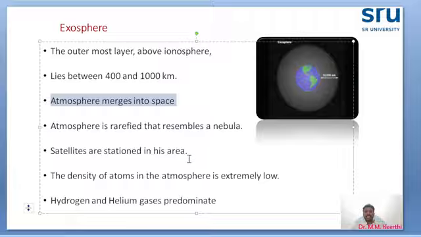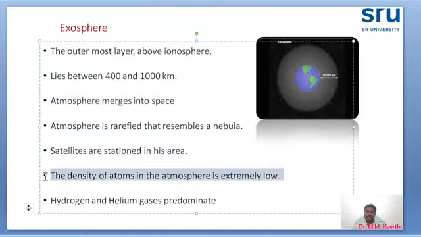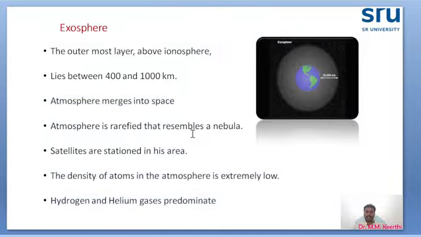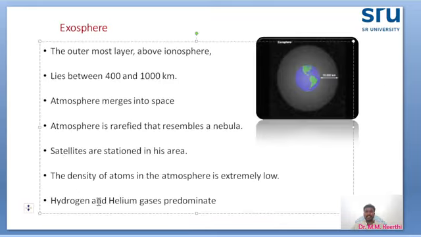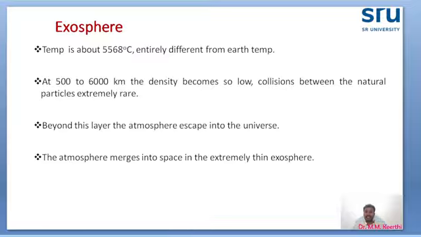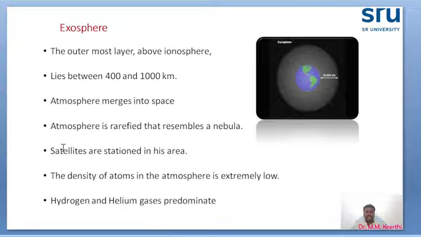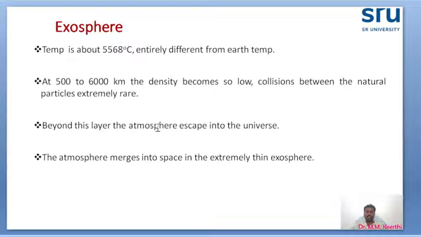And here the satellite stations are there. The density of atoms in the atmosphere is extremely low. And here the hydrogen and helium gases are predominant. Mostly hydrogen floats here, because of the presence of hydrogen and helium gases. That's why shuttles are flying in this region, and satellite stations are also present.